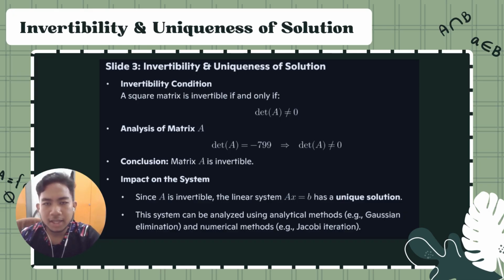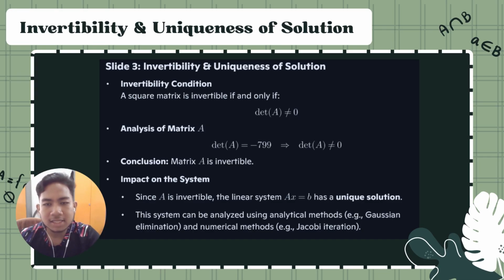Finally, we look at what this determinant value tell us about our system of equations. In linear algebra, a square matrix is considered invertible if and only if its determinant is not equal to zero. Since our calculated determinant is -799, which is clearly not equal to zero, we can formally conclude that the matrix A is invertible. This is a crucial finding for our project for two reasons.